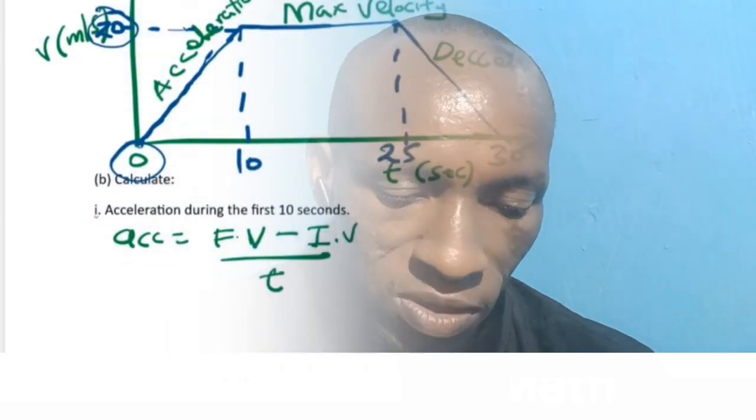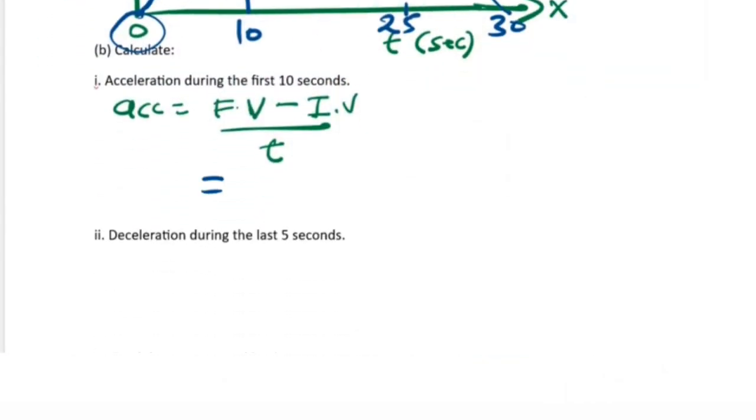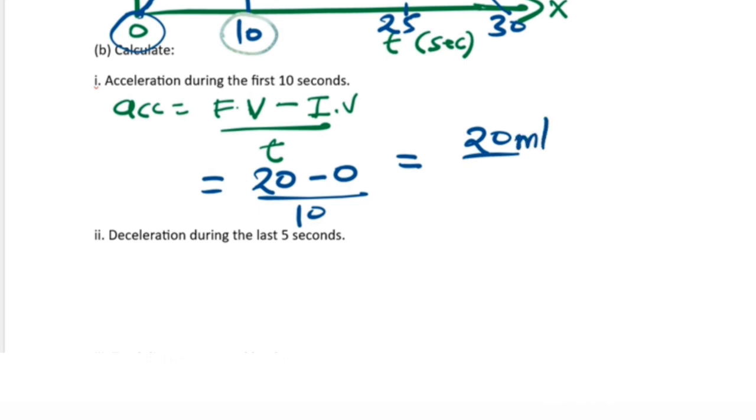So the initial velocity in this case is 0 meters per second, and the final velocity is 20 meters per second. And then time taken from 0 to 10, the difference is 10. So acceleration is equal to final velocity minus initial velocity divided by time, and that is going to be 20 minus 0 divided by 10, and our acceleration will be 2 meters per second square.